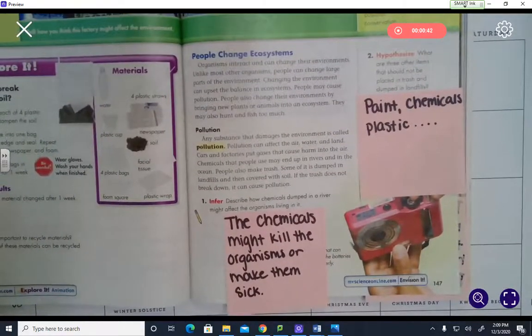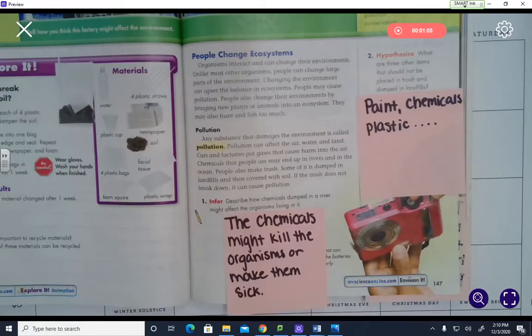So number 1, it asks you to infer. It says, describe how chemicals dumped in a river might affect the organisms living in it. So the chemicals might kill the organisms, it might make them sick. You could have written that it would harm them, it could hurt them, things like that, okay?